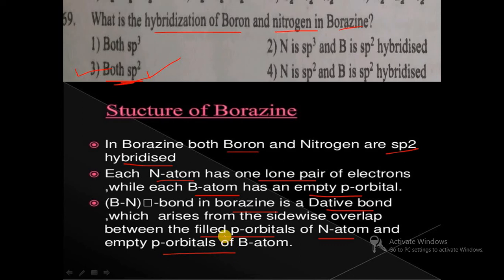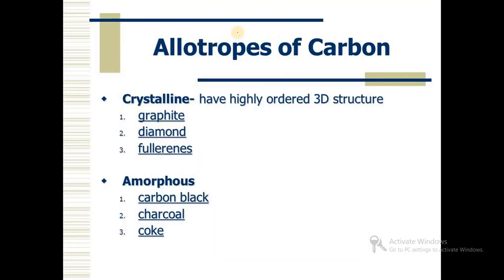One pi type of bond will be formed. So all the boron and nitrogen atoms are sp2. This is the main point in borazine. Then next we will study group number 14, that is the carbon family.